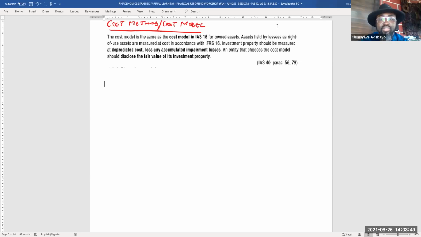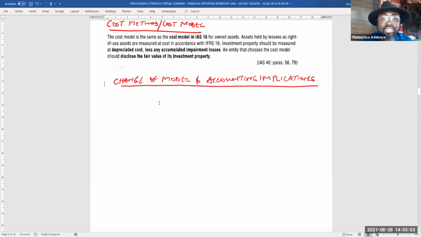Okay, now, thank you very much. Now, let's try to look at the change of model from one model to the other. First, sorry, please, just one question. I just saw something. I saw depreciation there. Does it mean that investment property measured at cost will also be depreciated?